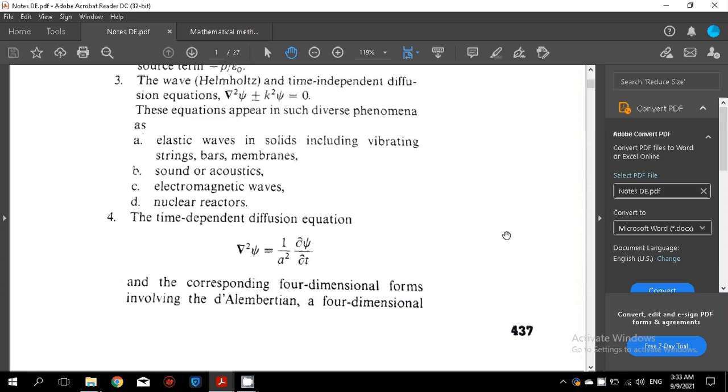And then number 4 is the time-dependent diffusion equation, written here: del square psi is equal to 1 over a square times the partial derivative of psi with respect to time. So this equation includes not only the spatial derivatives, which is del square, it also includes the partial derivative of the function with respect to the fourth coordinate, which is the time.